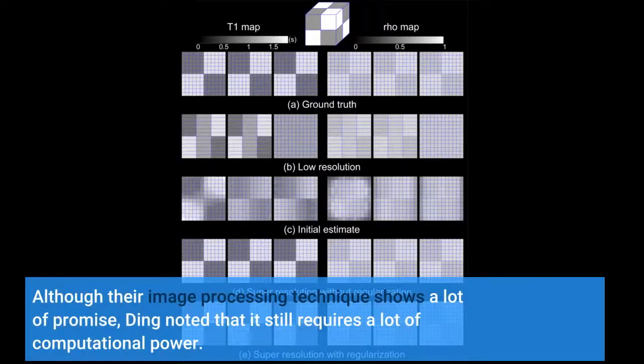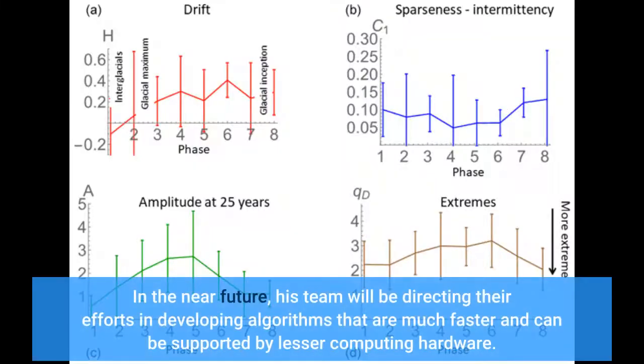Although their image processing technique shows a lot of promise, Ding noted that it still requires a lot of computational power. In the near future, his team will be directing their efforts in developing algorithms that are much faster and can be supported by lesser computing hardware.